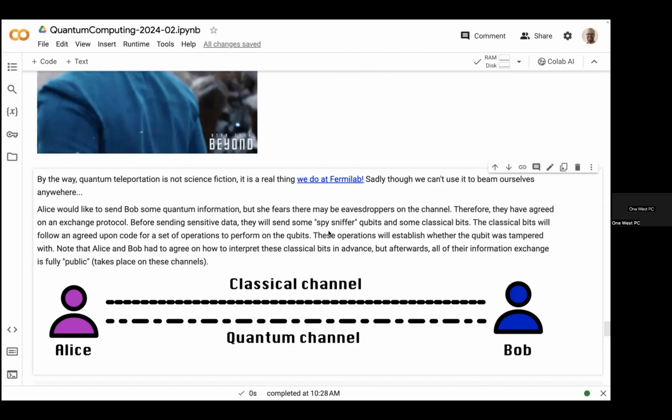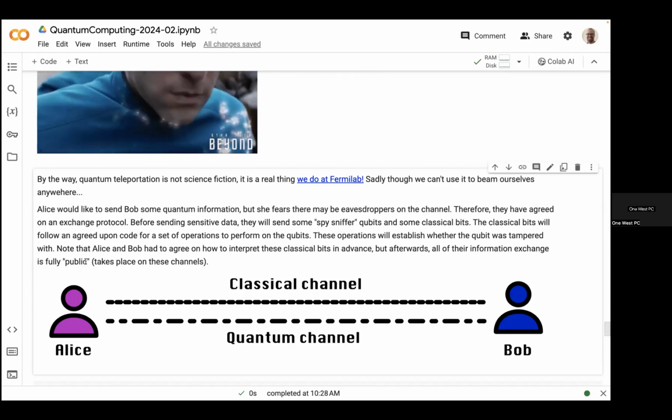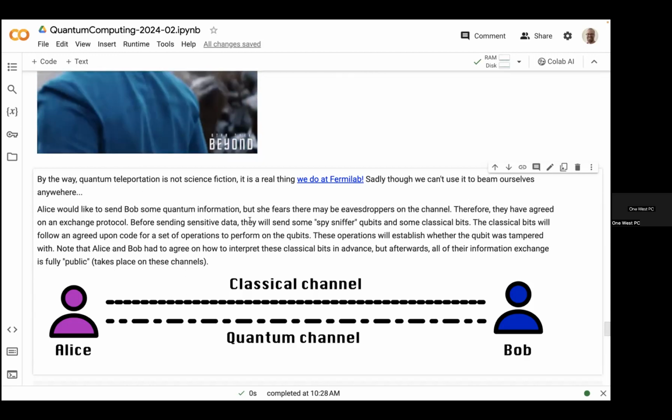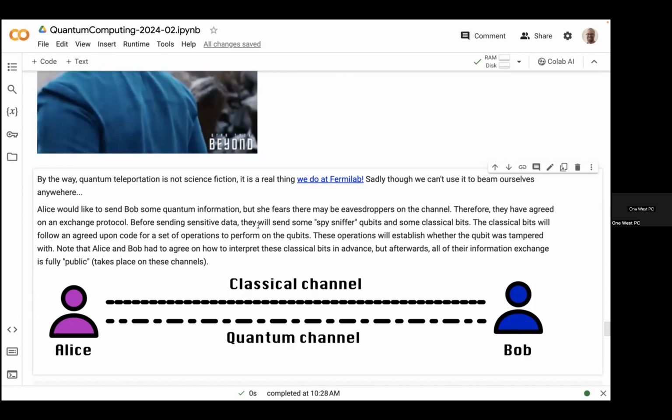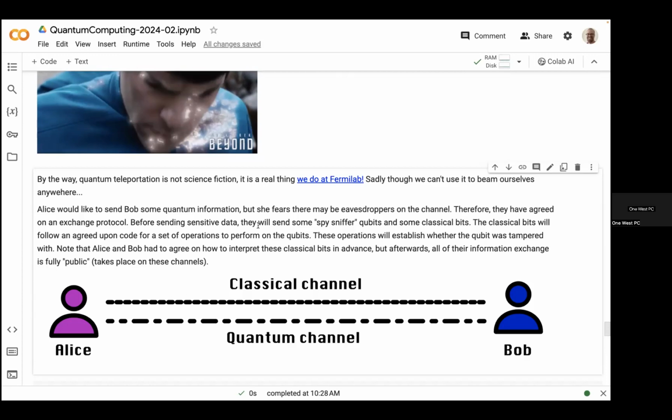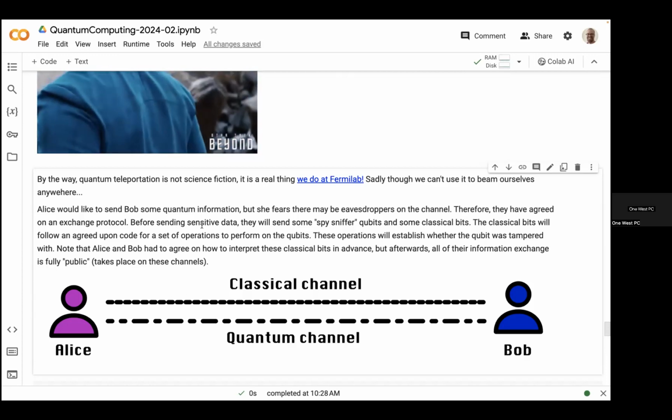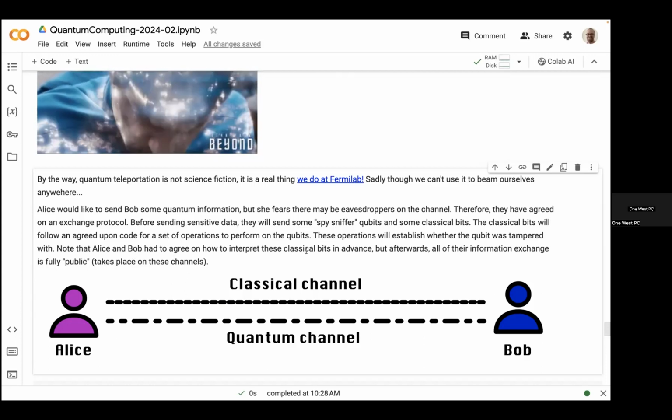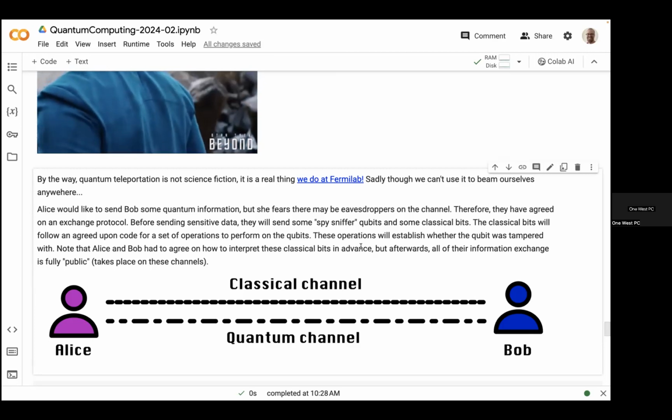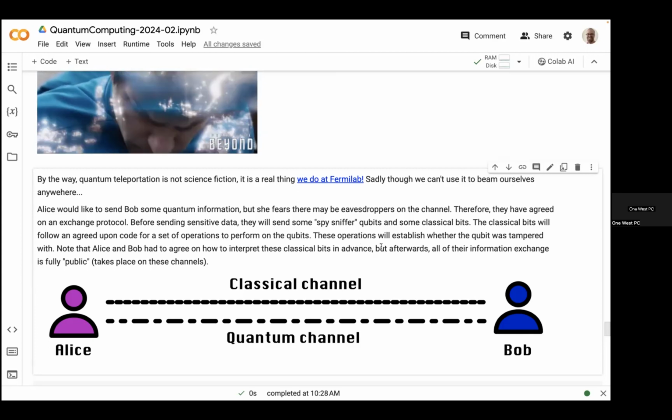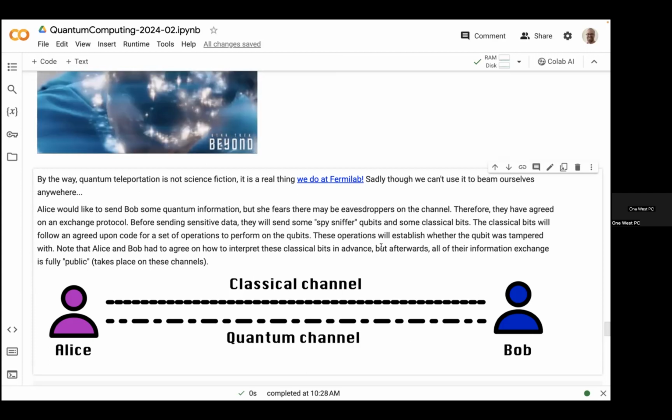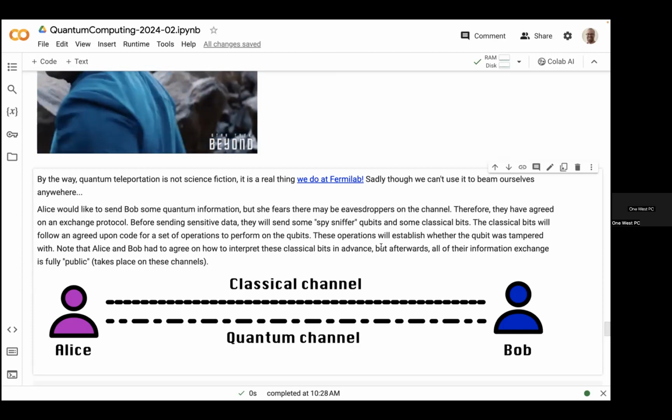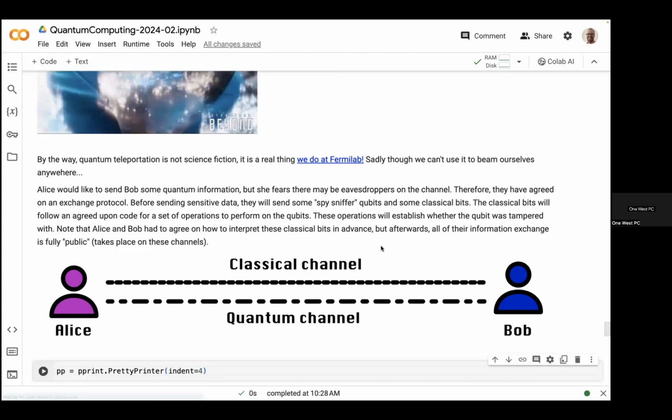So okay, they have these two different channels, and the classical bits will follow an agreed upon code for a set of operations to perform on the qubits, right? So there is still a chance for espionage. If you know what the classical code is, then you can get through that way. But Alice and Bob had to agree on how to interpret the classical bits in advance. But afterwards, all the information exchange is fully public. So this is going to be a public channel. They will know if anyone listens, is the point of the application.